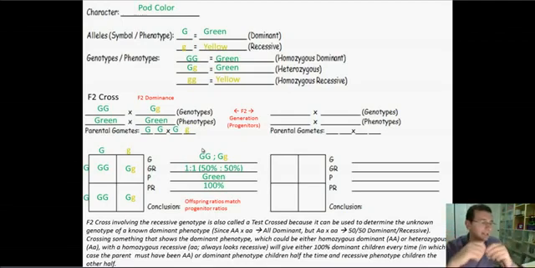What ends up happening is that the children ratios match the ratios of the parents. What do I mean by that? Well, you had a 1-to-1 ratio of homozygous to heterozygous in the parents. One parent was homozygous, one parent was heterozygous. What's the ratio of the children? Also 1-to-1. All the parents look green. What's the ratio of the children? All the children look green. So this is the cross where the parents match the children in terms of ratios.